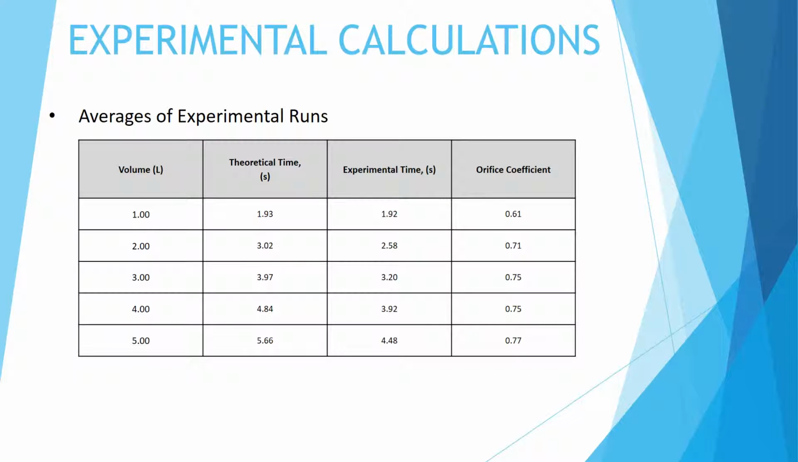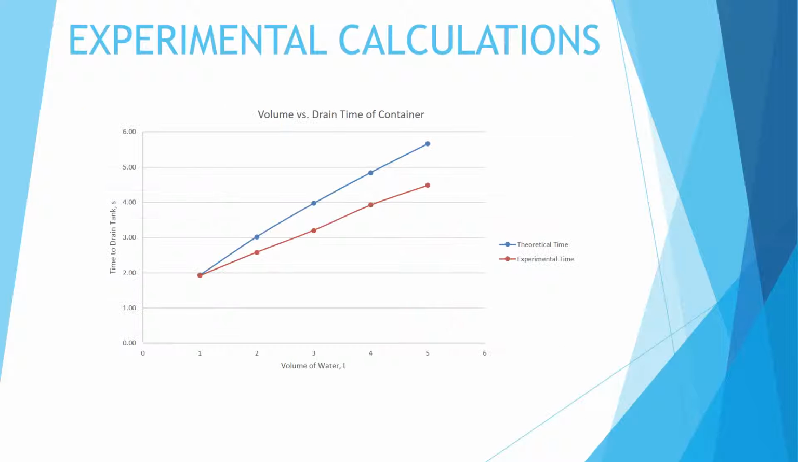So the table shown is from our experimental runs. It shows the average drain time for the given volume of water. We acquired this through empirical methods, and it was determined that, due to the material properties of the container and the weight of the fluid, as the volume was increased, the orifice coefficient also increased. The graph shows that as the volume of water drained increases, the difference between the theoretical and experimental drain time diverges.